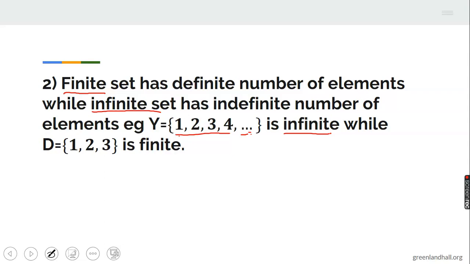Here, having only 3 elements, you know there are only 3. 1, 2, 3 is a finite set because it has a definite number. You can count it. It's a finite set.